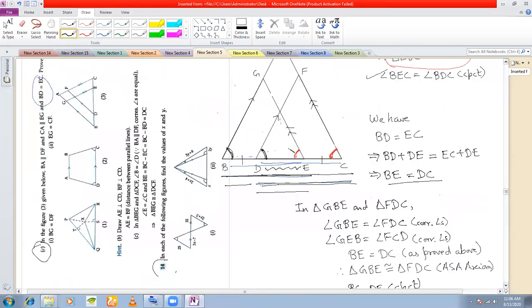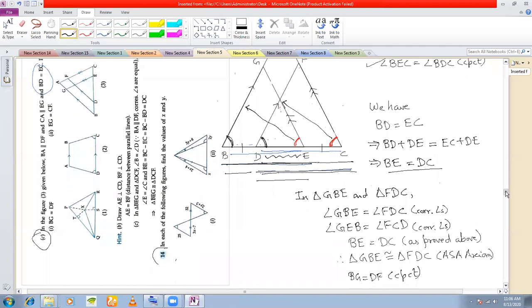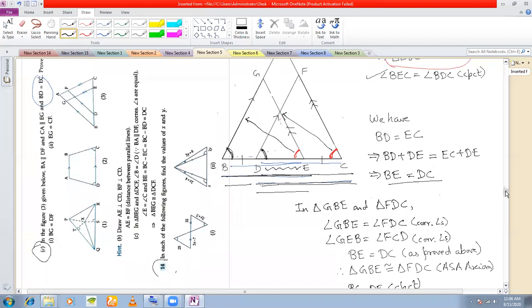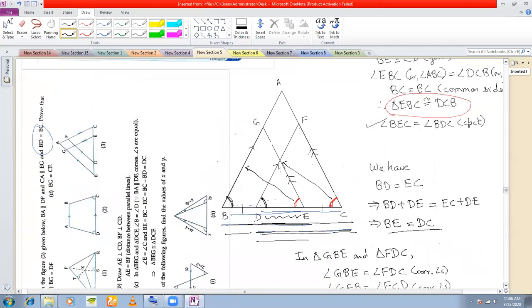BG is the red angle, and the opposite side is BG. Opposite to this red angle is DF, therefore they have to be equal in the two congruent triangles. The next part is EG is equal to CF. This also follows from CPCT.